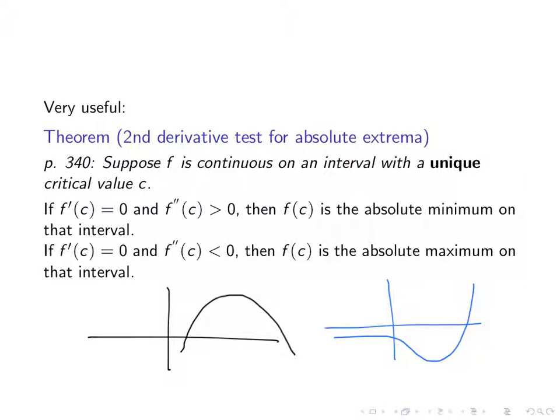Overall, this gives you a very useful way of finding absolute extrema. You look for the case where there's only one critical point, and then you use the concavity to detect whether you have a max or a min. Notice that we're only addressing the case where f prime is equal to 0, and that's the unique value for which there is a horizontal tangent. And that value x equals c is the unique critical value in this theorem.